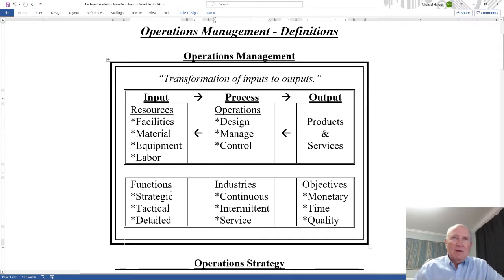First, functions. These are the actions that you're doing, the actions that you're taking. You can have strategic functions or decisions or actions, tactical functions or tactical decisions or actions, and detailed functions or actions. Strategic is long-term effects. Major decisions, major analysis, major functions as far as making a decision for the future. Tactical is more planning. And planning has to do a lot with the management of operations.